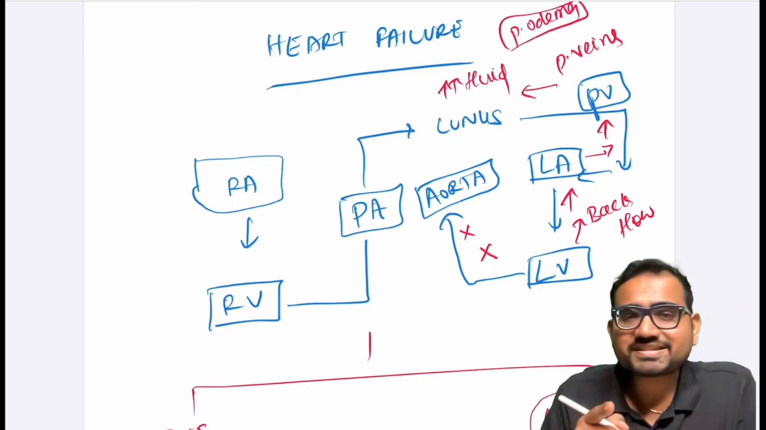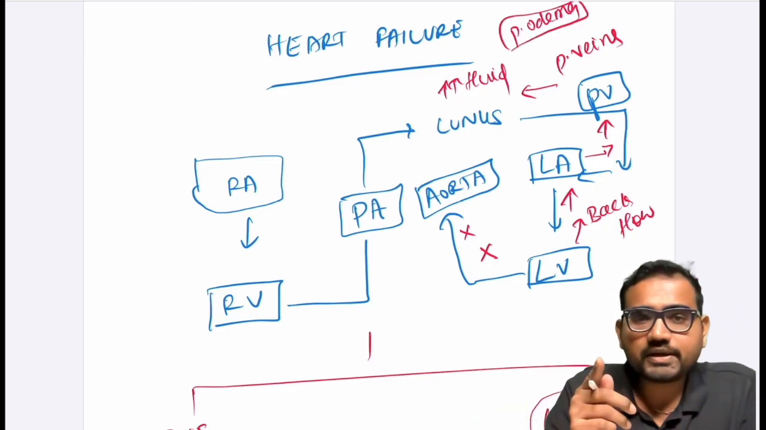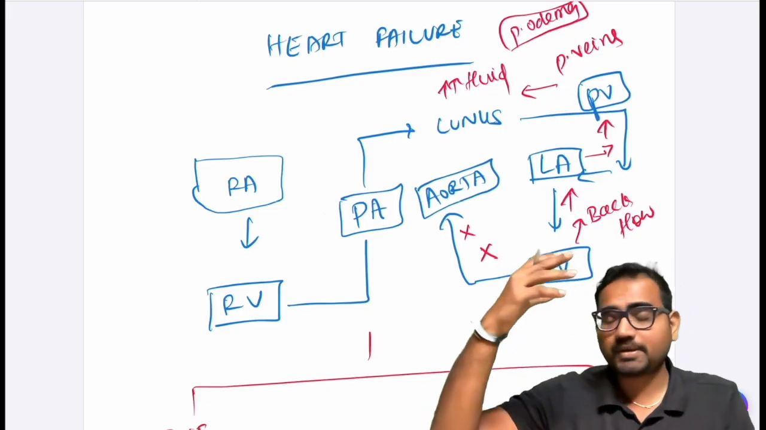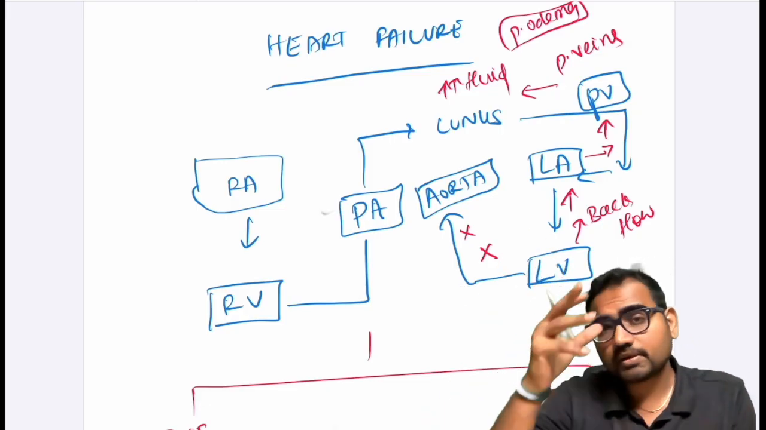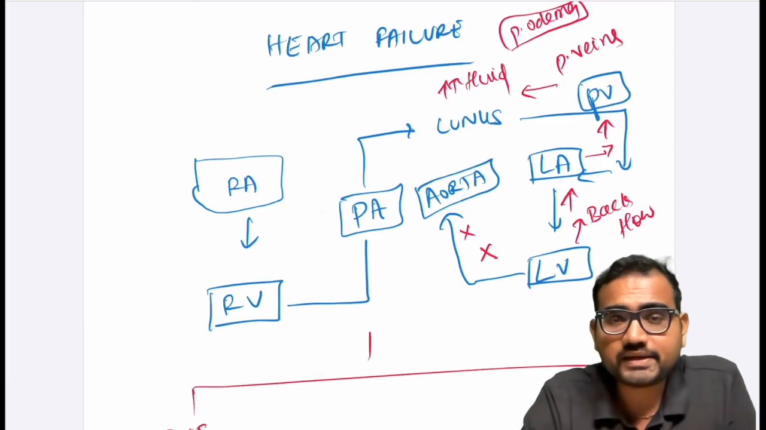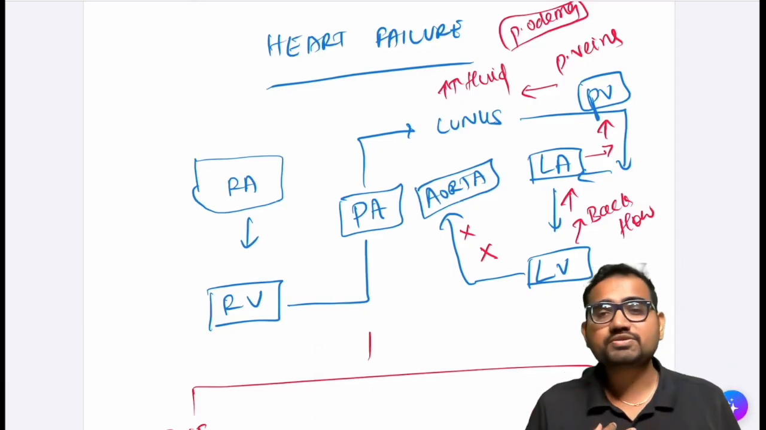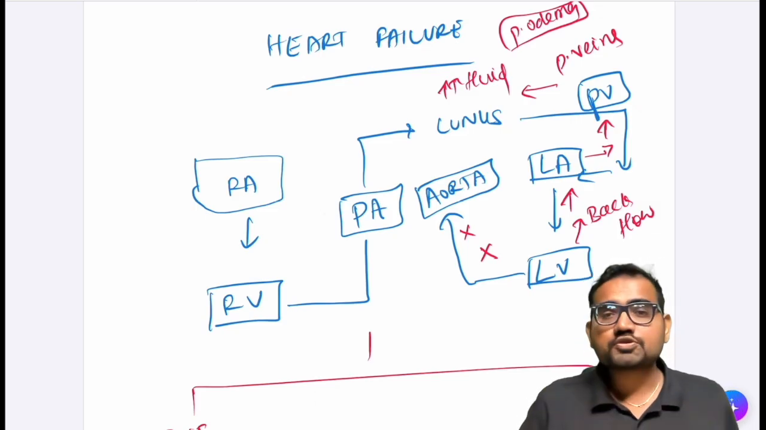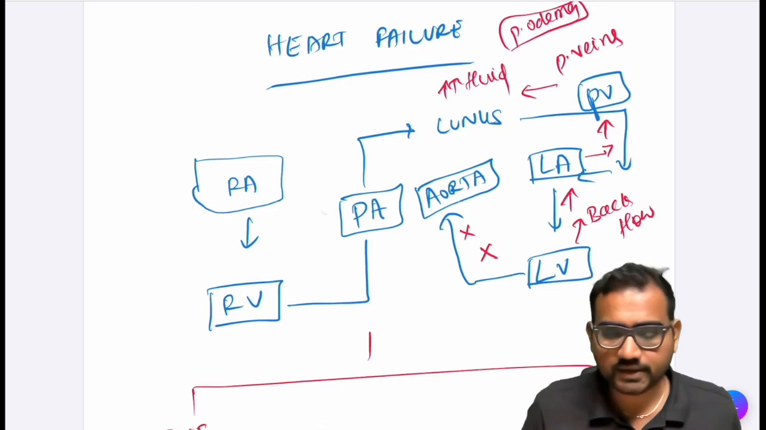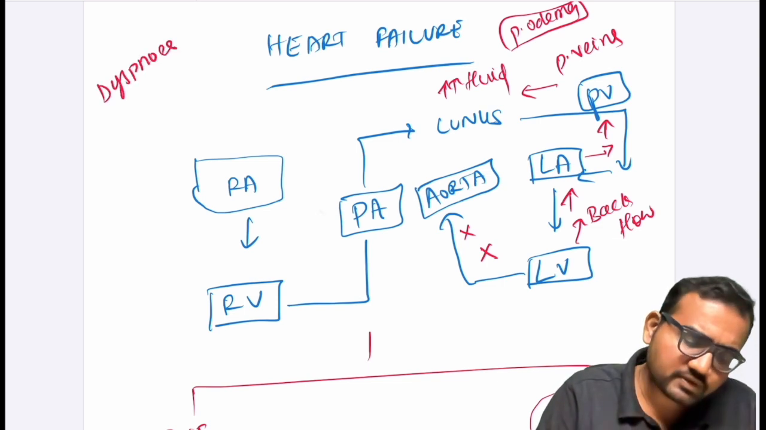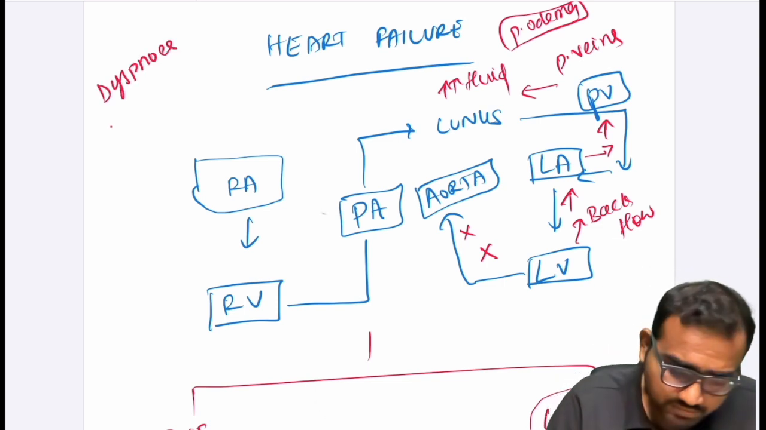Okay, so this is a cycle. So left ventricular failure, because of most common cause will be ischemic heart disease, results in backflow of the blood into the left atrium, into the pulmonary veins, into the lungs. So in left ventricular failure, most commonly you see respiratory symptoms or signs. Okay, so what sign you will see in respiratory is dyspnea. Patient will have difficulty in breathing.